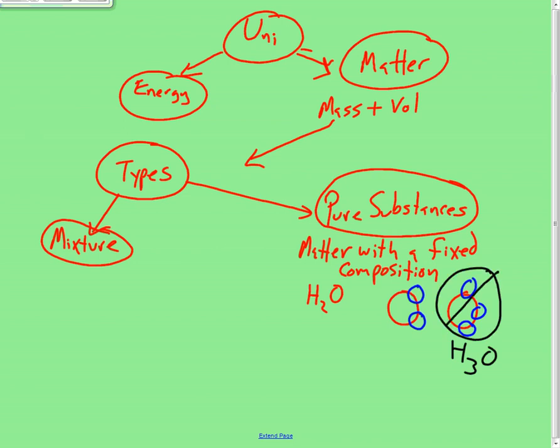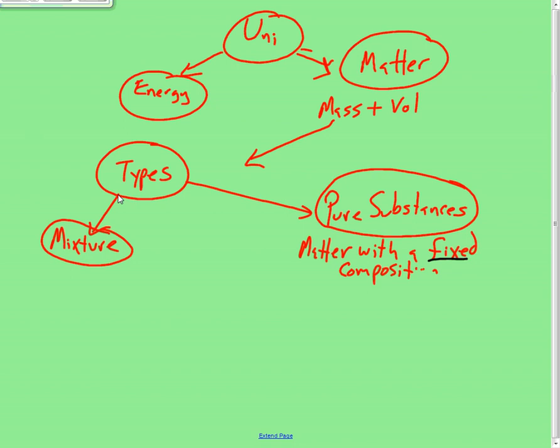If I have H3O, that is no longer water. For me to have water, I must always have the same composition: one oxygen and two hydrogens. It must have that fixed composition for it to be water. So that's what we mean by matter with a fixed composition is a pure substance. Now, we have two types of pure substances. We have elements and we have compounds. We'll get into those in a minute.